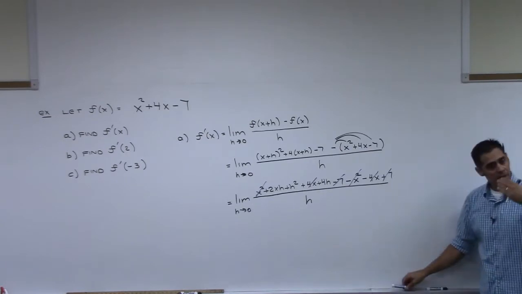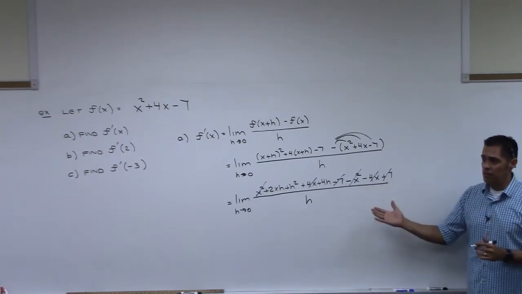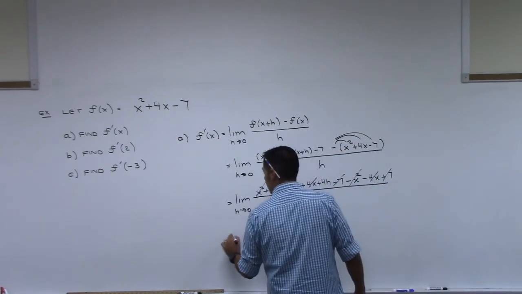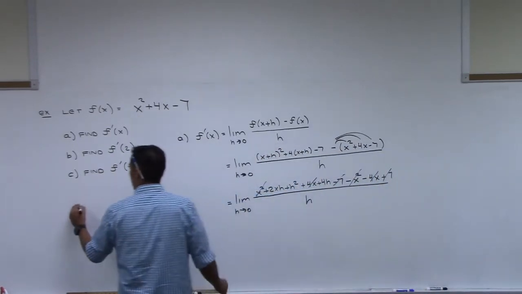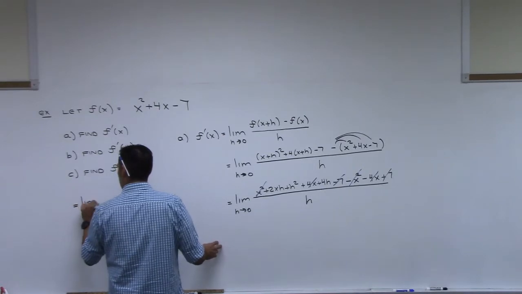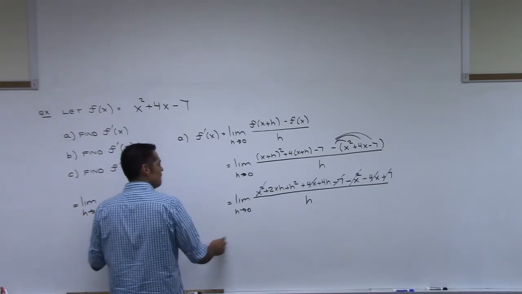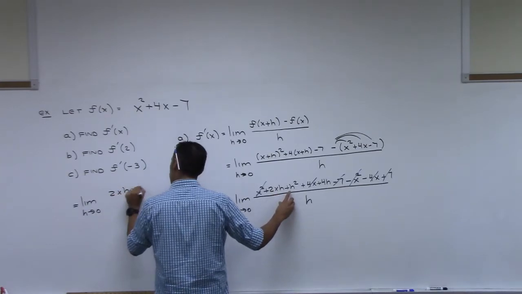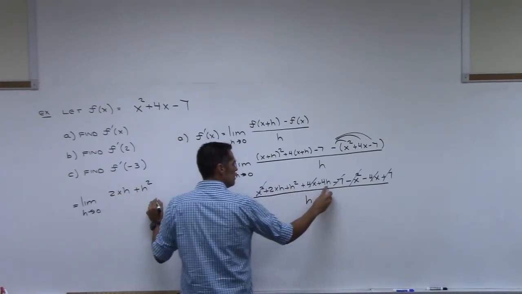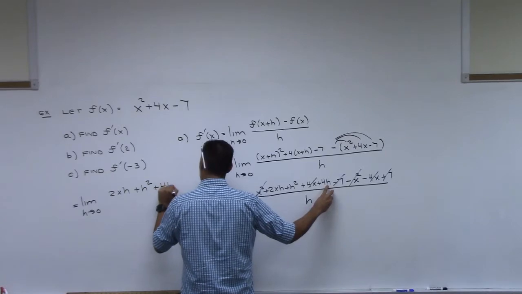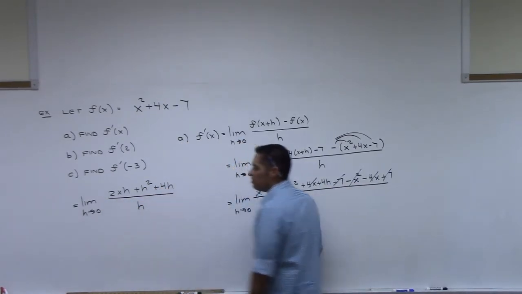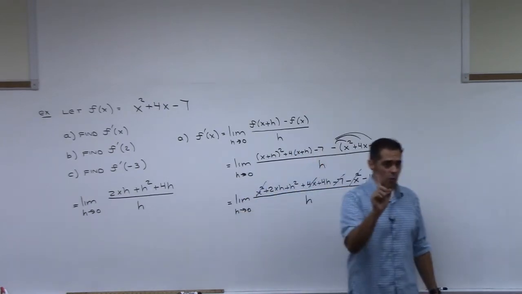And like I said, everything you should have left should have an h in it. If you've got stuff that doesn't have an h, then what does that tell you? You did something wrong. I'm going to continue that over here. Limit as h goes to 0, and I've got 2xh plus h squared plus 4h, and that's it on top, and then all over h. So notice my top, everything has at least one h in it.